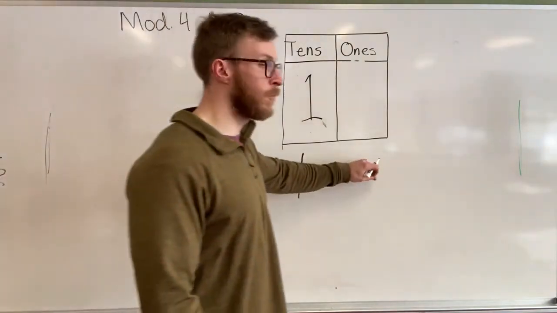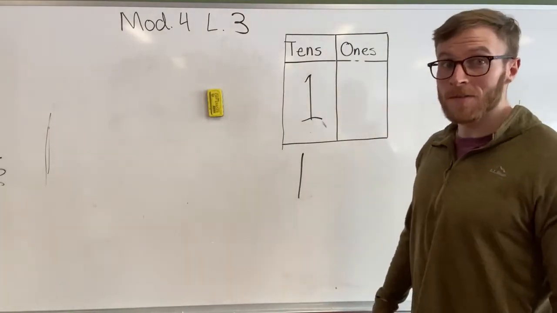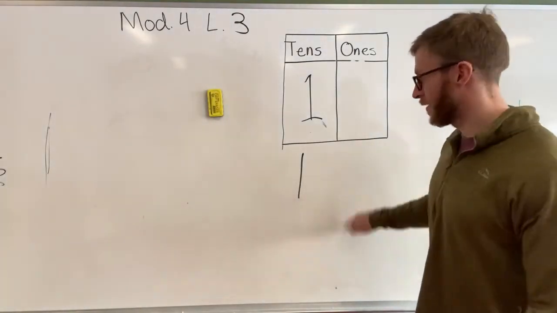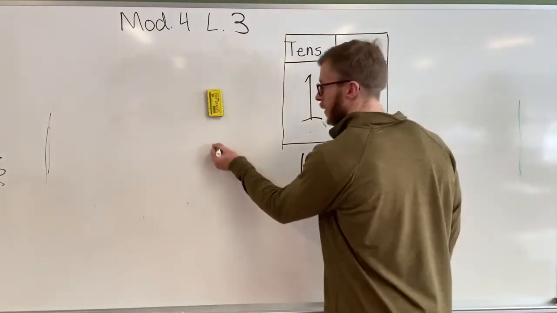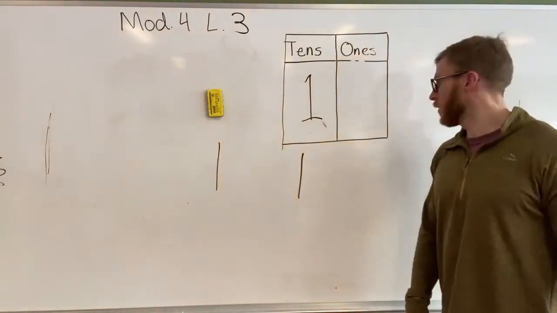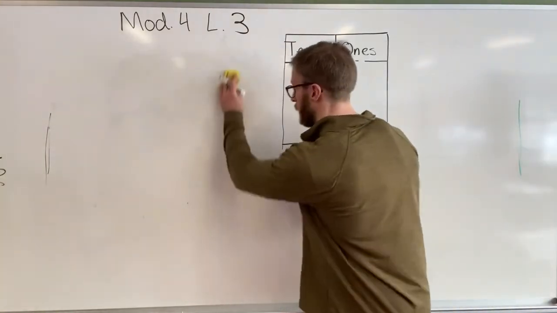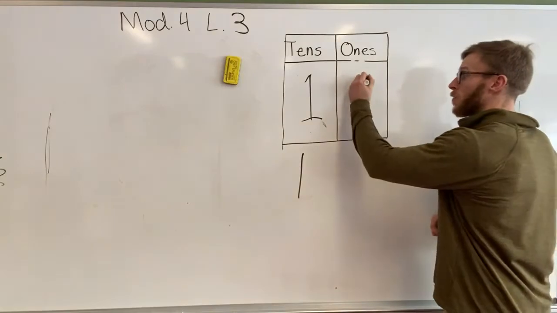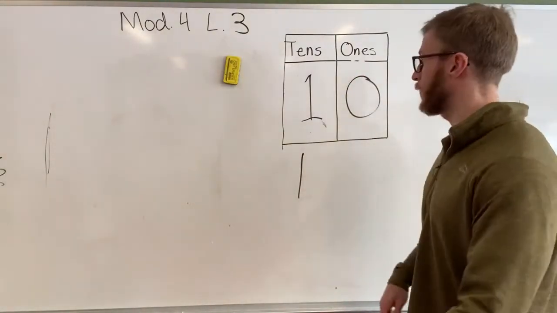How many ones do I have now? Do I have any ones? I don't see any. So I do leave this blank? Do I just leave it blank and my answer is 1? Because that's 10, not just 1. So I have 0 ones. I need to write a 0 in there. I have 0 ones. Don't have any.